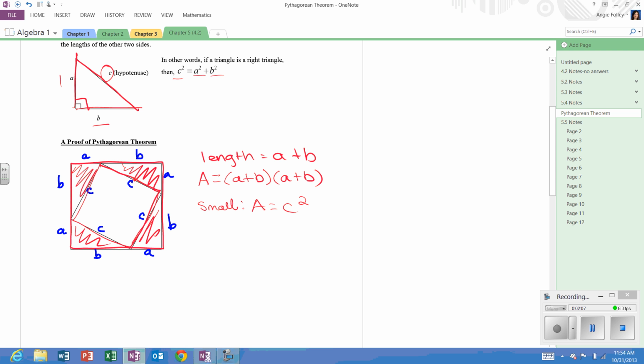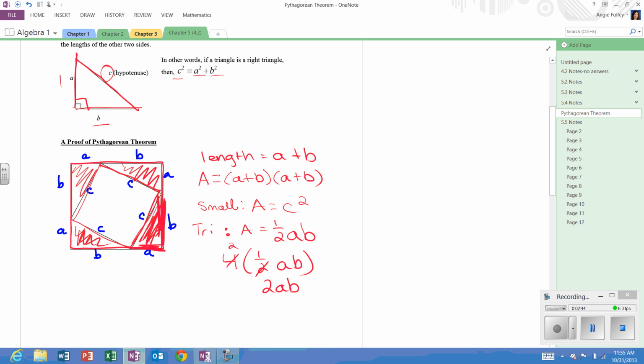So for one of those triangles, the area is going to be equal to 1/2 a times b because the area of a triangle is 1/2 the base times the height. Okay, so the height is b and the base is a. So if one of them has the area of 1/2 a times b, we need the area of all four of them. So that means we need to multiply that area times 4 to get the area of all of them together. When we multiply that together, we're left with 2ab.